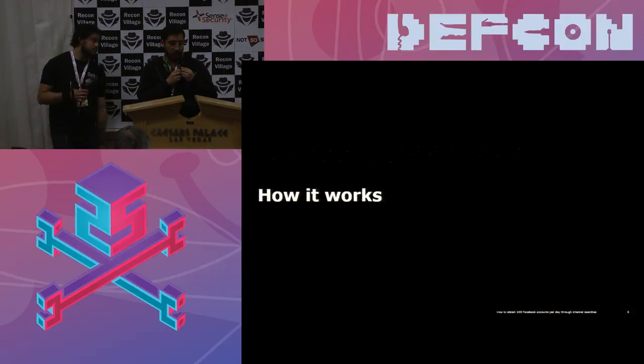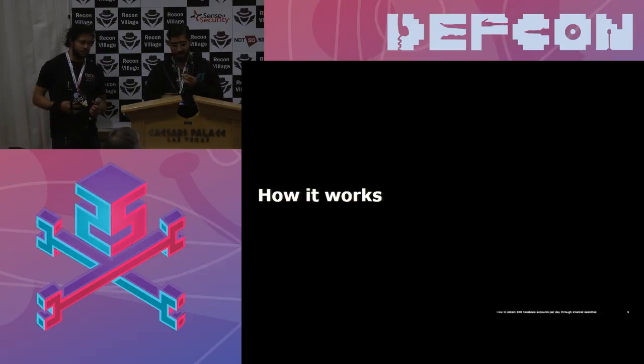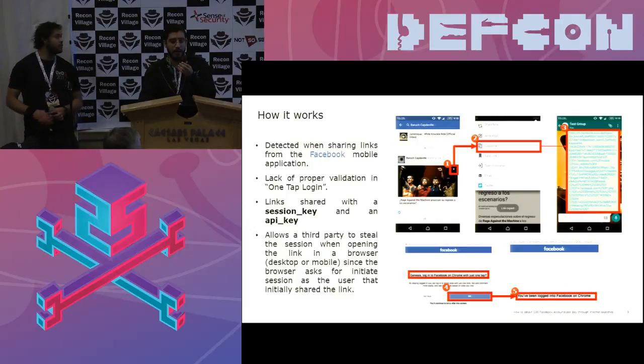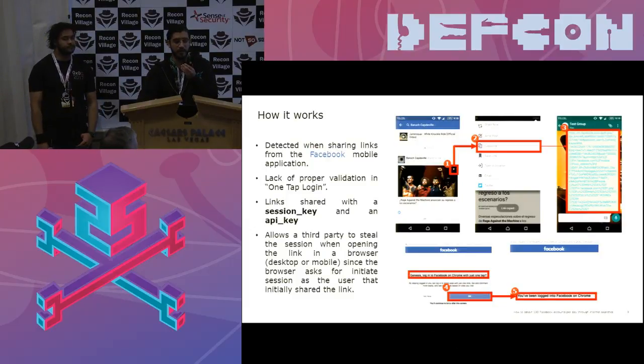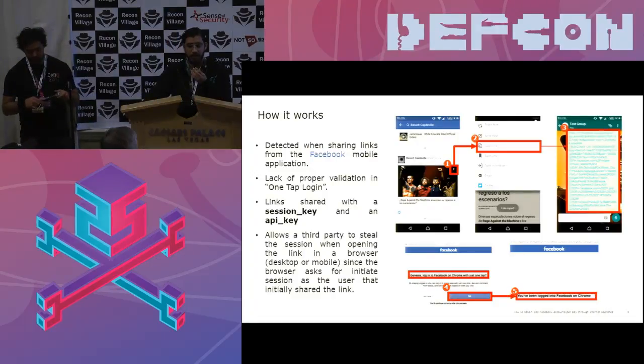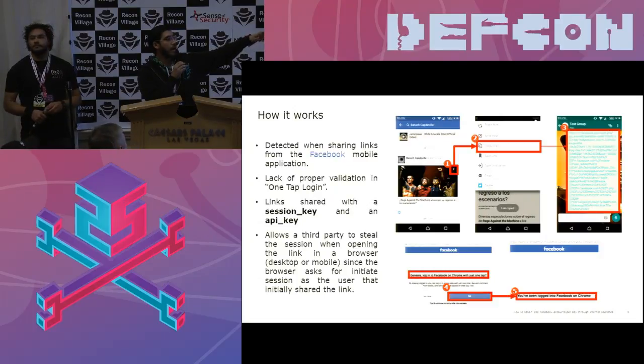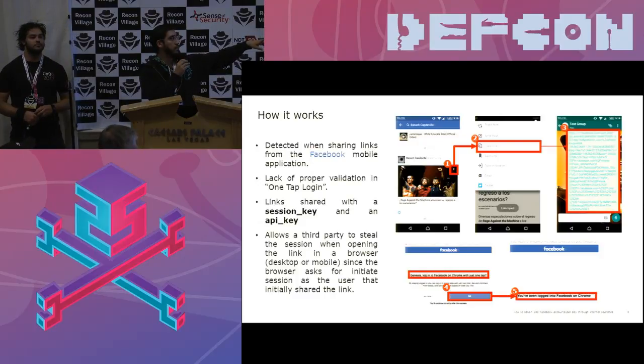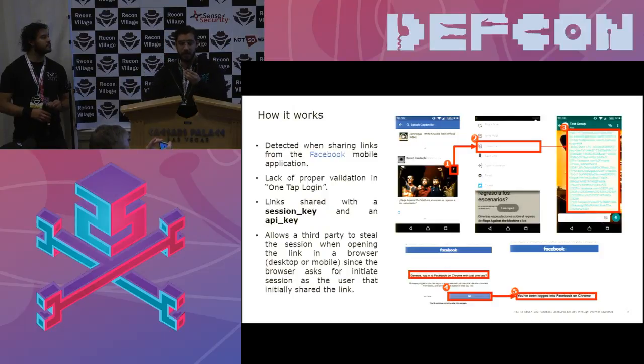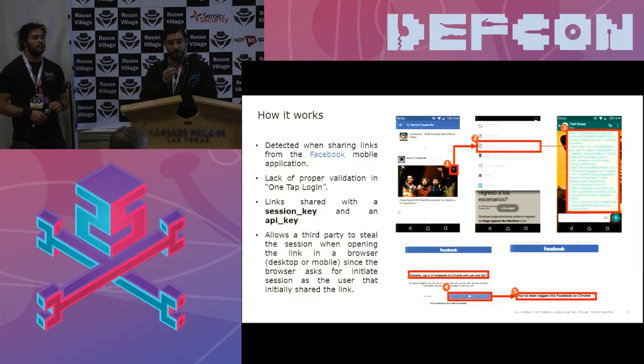Okay, and how does it work? We detected a vulnerability when sharing links from the Facebook mobile application. This vulnerability is caused by a lack of proper validation when creating URLs shortened from Facebook Instant Articles. You can see in this image how some person shared a link in Facebook. It was observed that some links are shared with a session key and API key, which allows a third party to steal a session when opening the link in a browser, since the browser asks to initiate the session as the user who initially shared the link.